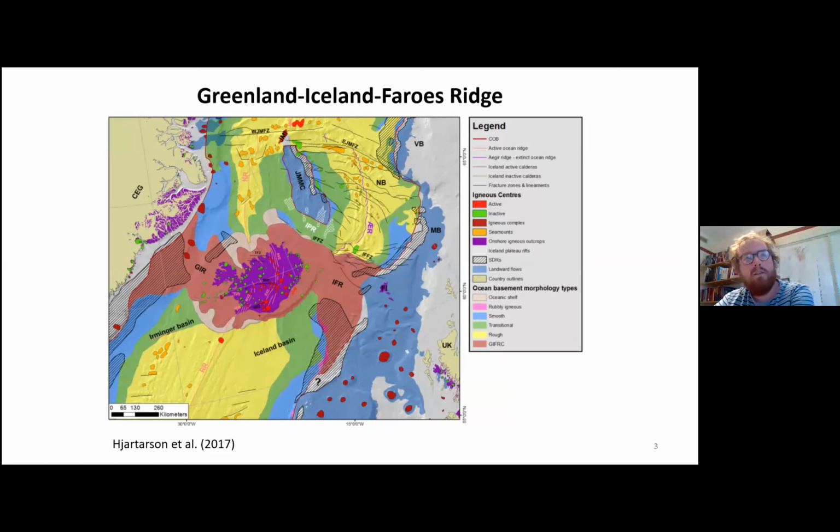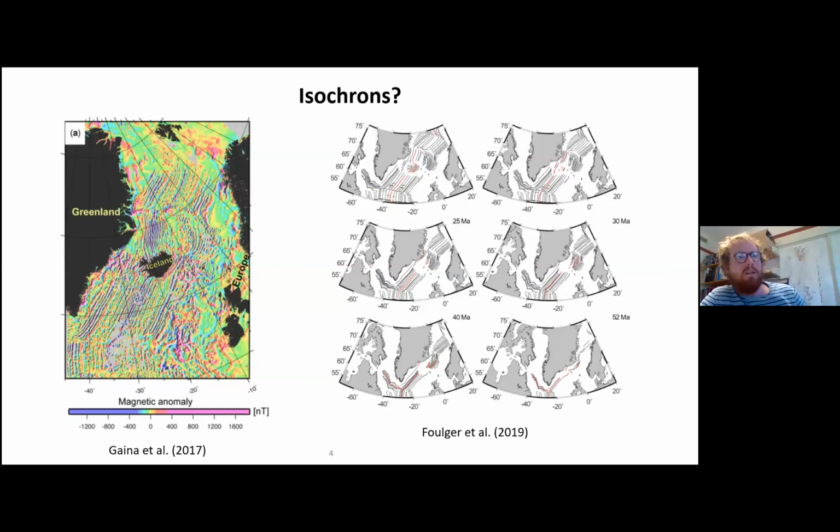It is covered by various kinds of volcanic rocks, which makes it a little bit problematic to see what it actually is. Is it anomalous oceanic crust, or is there maybe something else underneath? Because of this volcanic extrusive cover, it is very difficult to, for example, see isochrons if they are there.